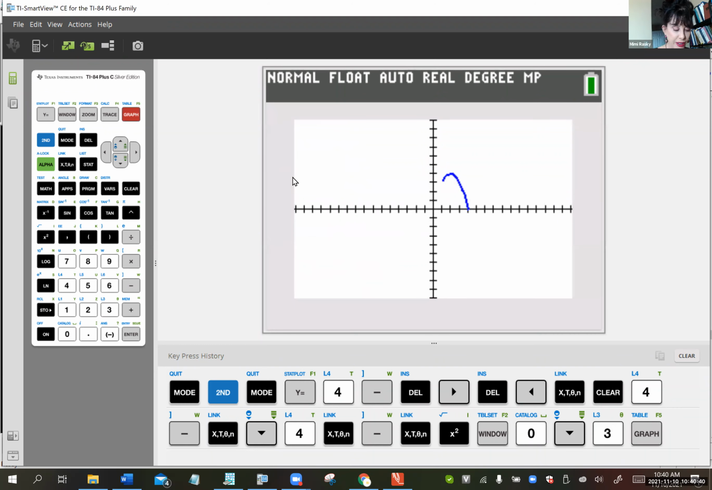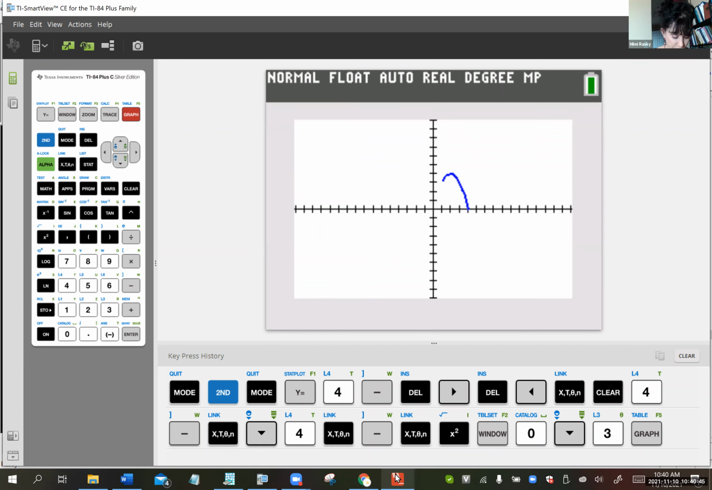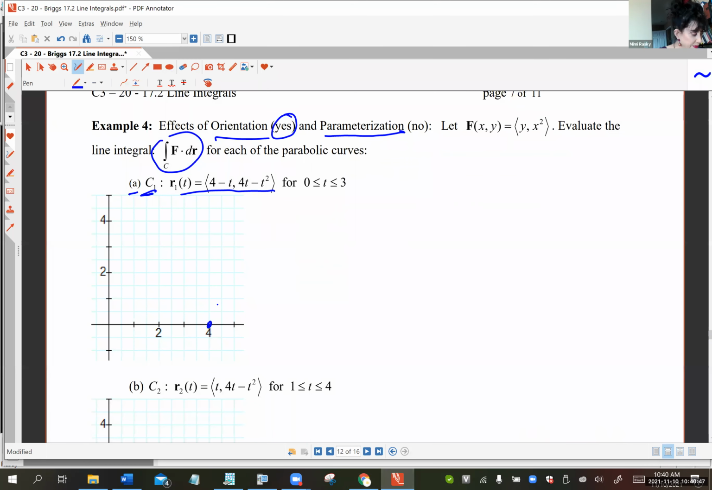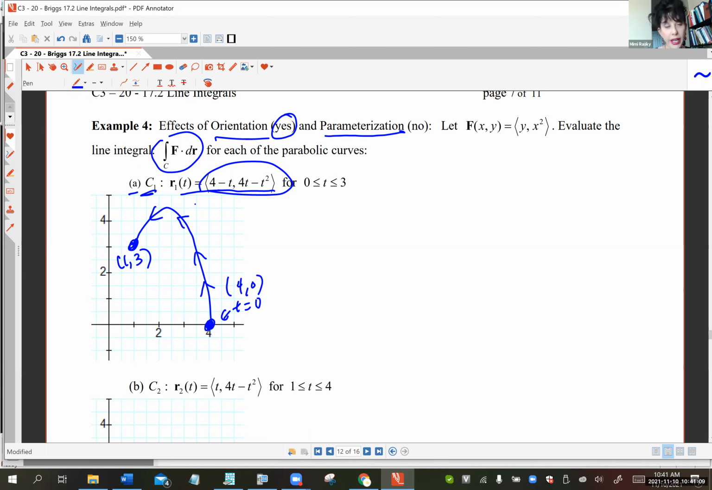There we go. So it's a little piece of a downward facing parabola. Very cute. So it's going to look something like that. You're ending at the point 1, 3. And when time t equals 0, when you plug 0 into this, the position is going to be 4, 0. And it's going in this direction. That's the orientation. So we're going to do a line integral on that curve.